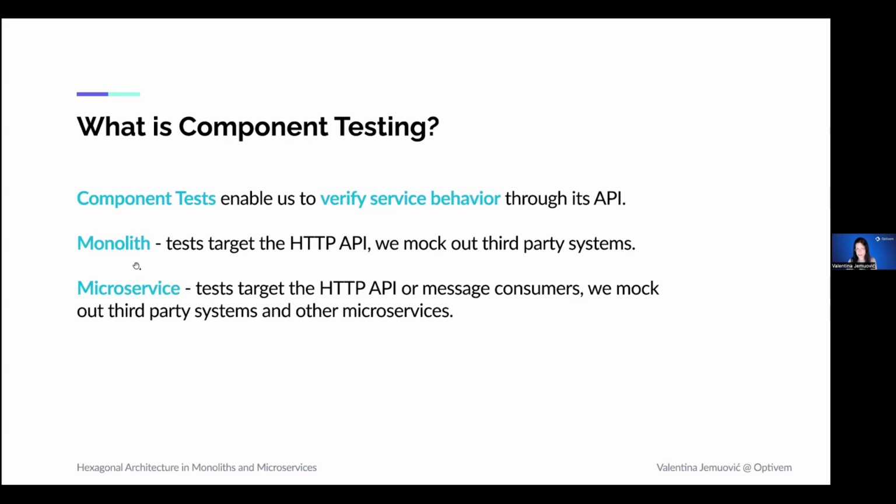And the case of microservices is similar to the case of monoliths. The difference is that here we might be targeting either the REST API or message consumers. That's the typical entry points to the microservice. So that's what our tests target. And again, to make sure that each microservice is tested in isolation from the external world, we mock out both third-party systems and other microservices. This means when you have your pipeline for testing, you can test this monolith backend or microservice backend in isolation from everything else.